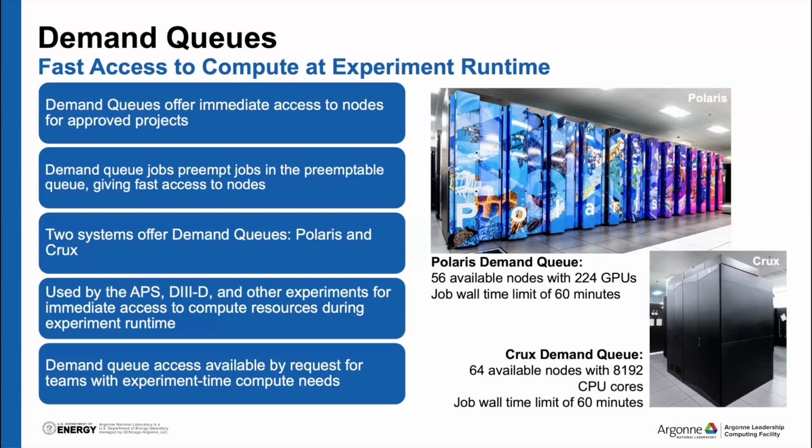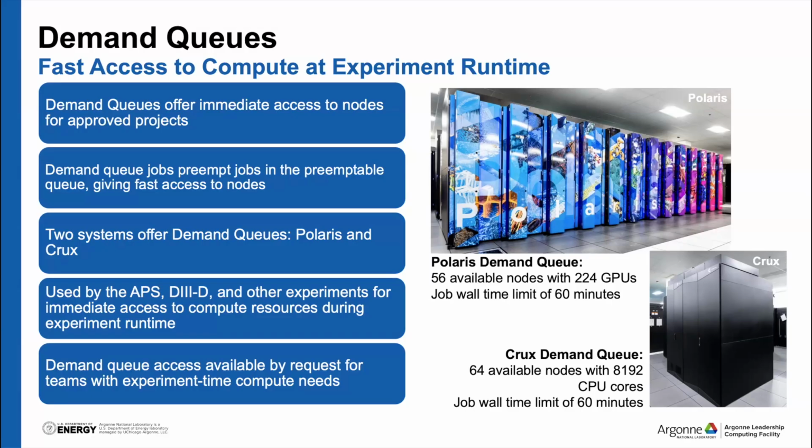They work in coordination with a reciprocal queue called the preemptible queue. So when jobs are submitted to the demand queue, they will preempt jobs in the preemptible queue and give those nodes over to the demand queue user immediately. Now, don't feel bad for the preemptible queue users. They know that this is the policy and this is what they have to expect when submitting jobs to the preemptible queue. And we offer on all of our machines normal queues that are not preempted.